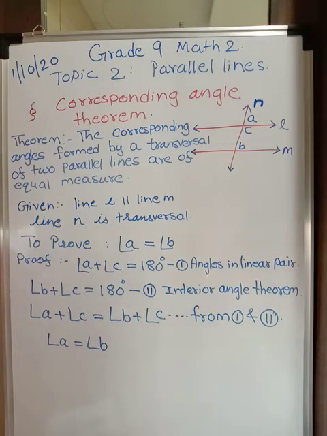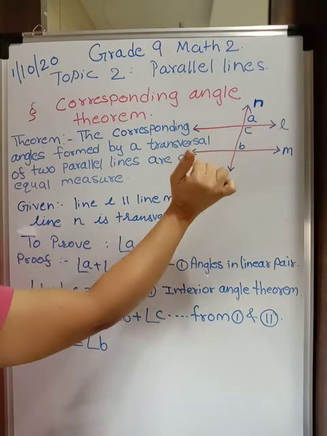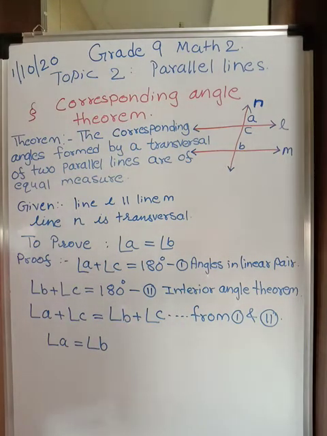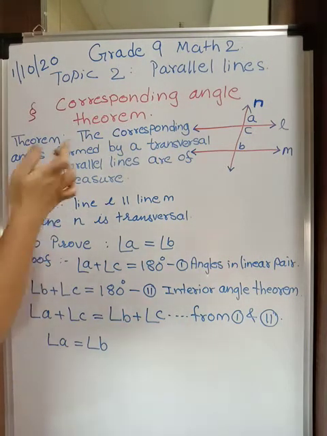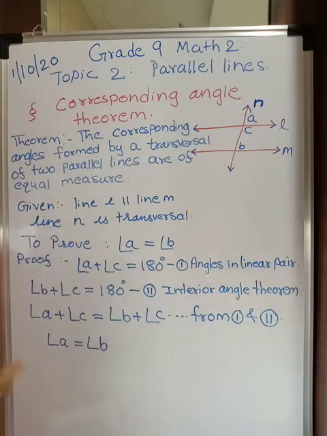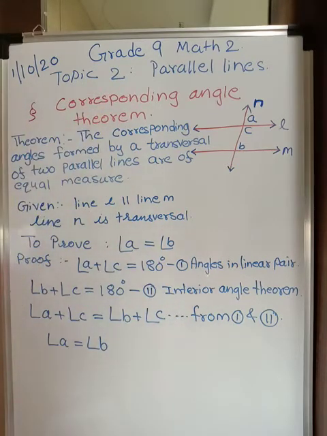And what is the interior angle theorem? If two lines are parallel and cut by a transversal, then a pair of interior angles on one side of the transversal are supplementary. That means C plus B will be 180 degrees. This is the interior angle theorem. Now its proof is by the indirect method. This is the direct method. Alright. So this proof is by the indirect method. You can refer to your textbook. We are taking help of the interior angle theorem to prove the corresponding angle theorem.